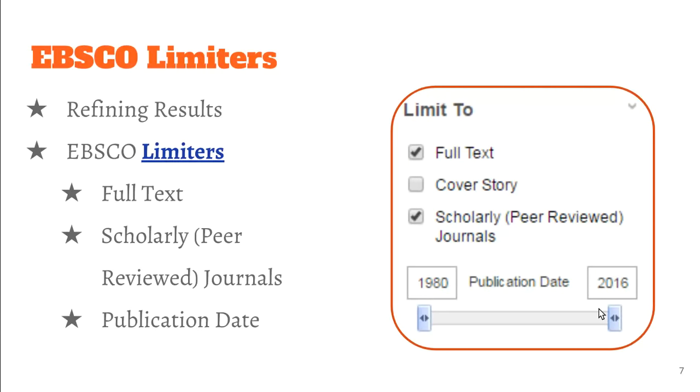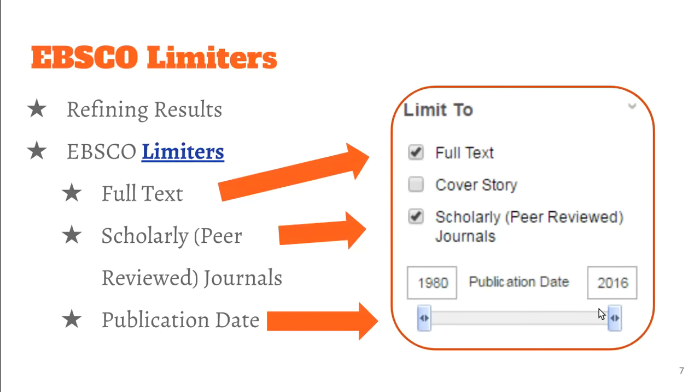So you need to use limiters, which are going to help you narrow down your search to make sure you're getting what you want. Okay, you always want to select full text, because this will make sure that when you find something that sounds great, you can actually read the whole article. You want to select peer-reviewed journals, because this means academics and experts have already reviewed and confirmed that this is a great article. And then lastly, you have the option of adjusting the publication date.